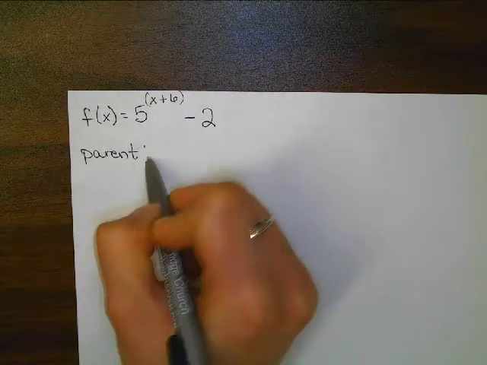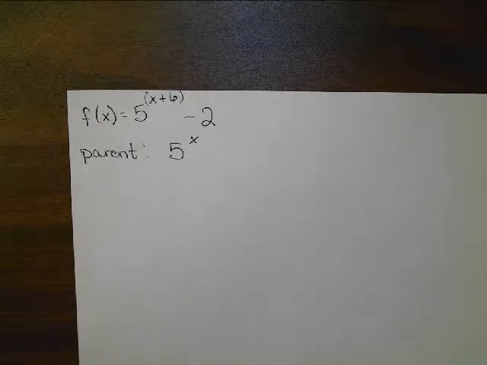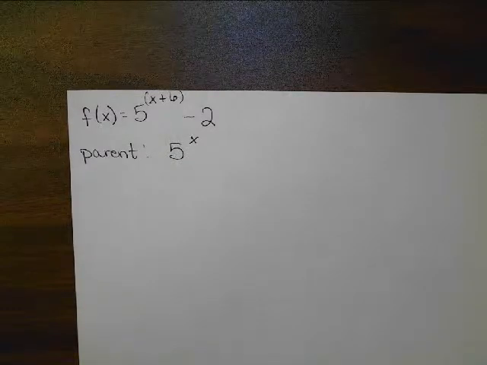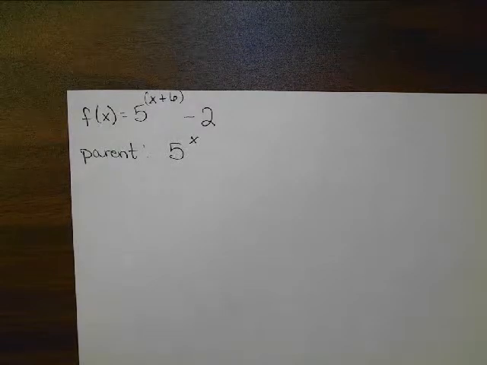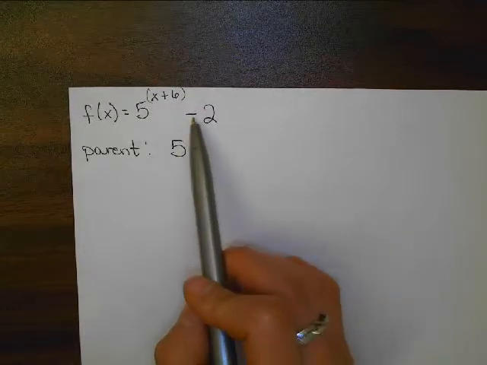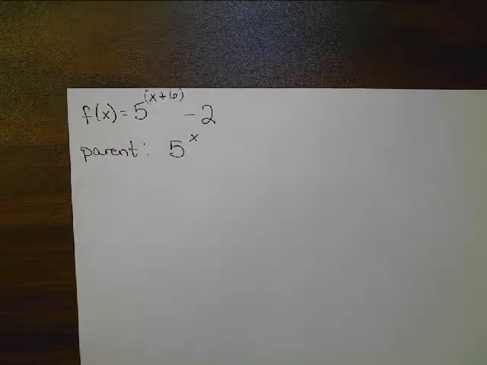My parent function is just going to be 5 to the x then. Well, since my x plus 6 is in my exponent, that means that part is basically in the parentheses. So that means that I'm going to move to the left 6. Again, it's always the opposite of what we think. And this minus 2 is on the outside, so that means I must move down 2.